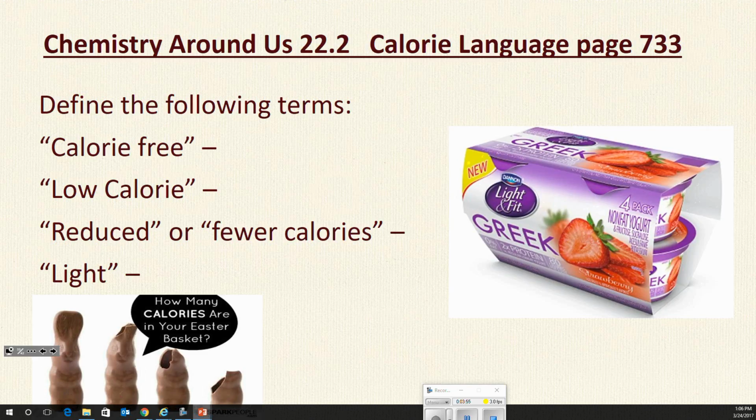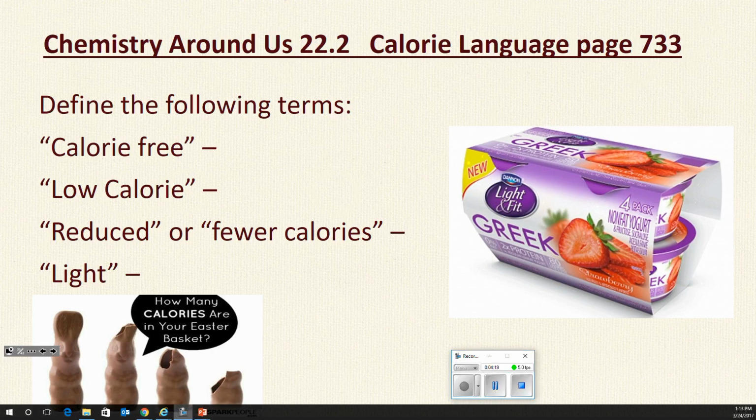So we're going to look at Chemistry Around Us 22.2, calorie language, on page 733. A lot of you have already talked about this a lot, but we're going to go through it and see what it means to be calorie-free, low-calorie, reduced or fewer calories, light, and all that fun stuff. So I'm going to stop it for a minute, and we'll come back.